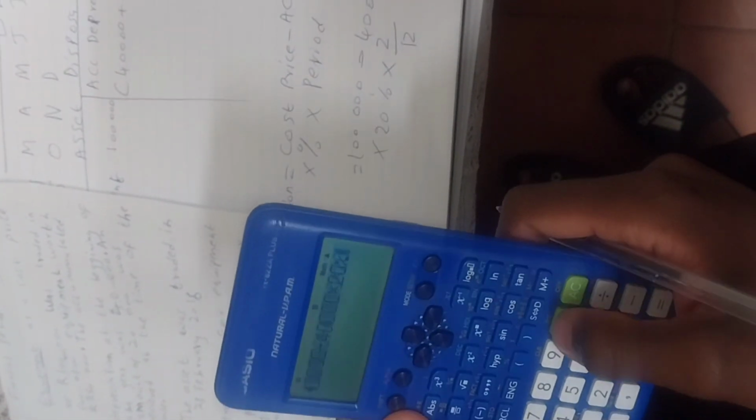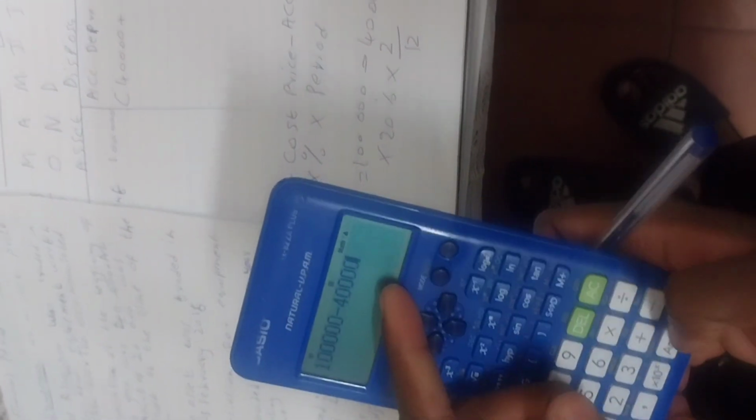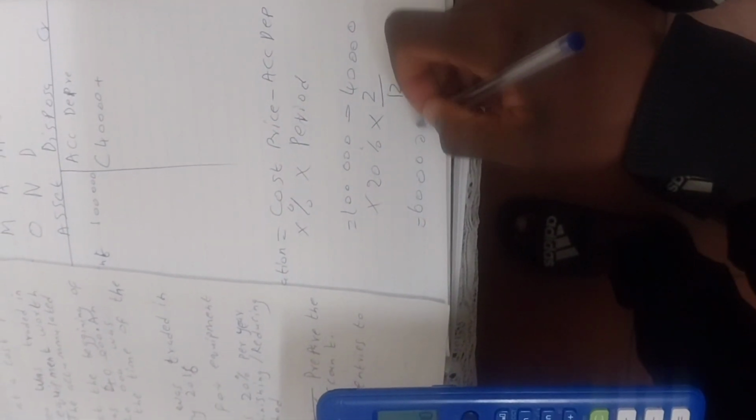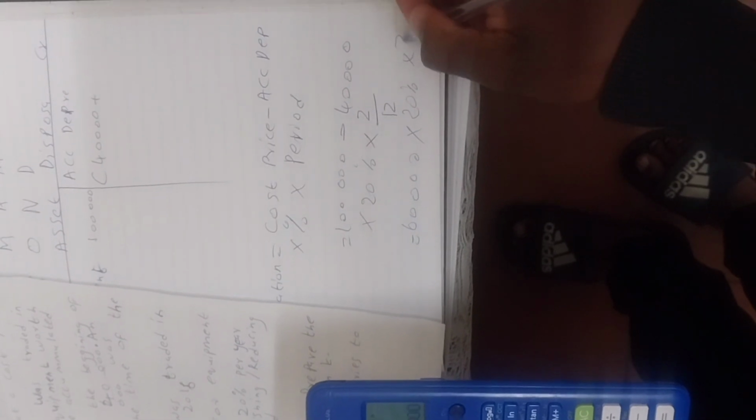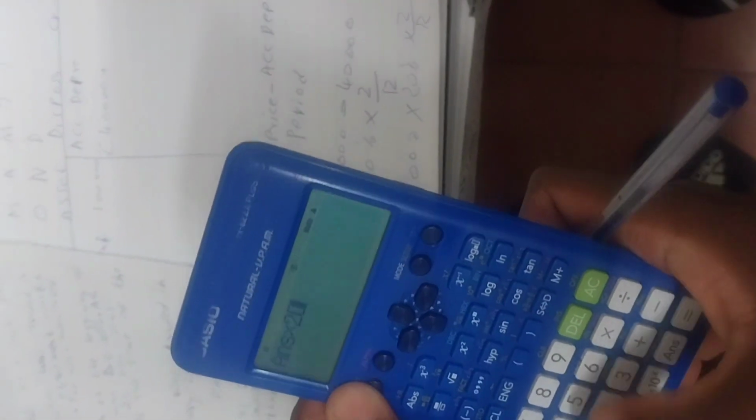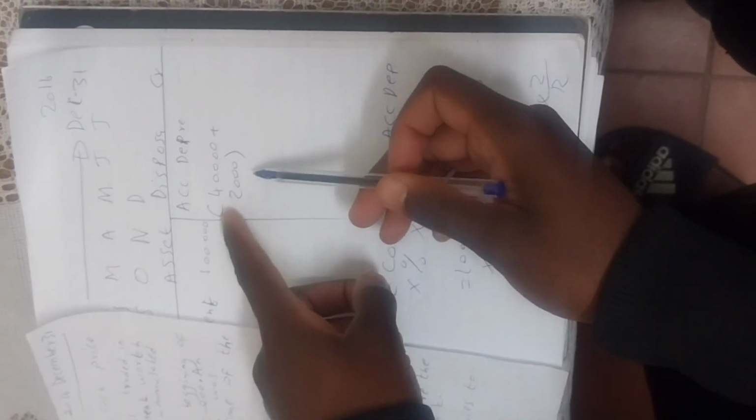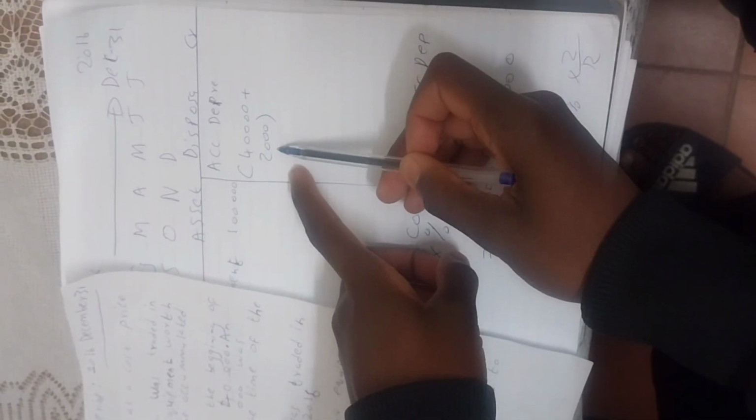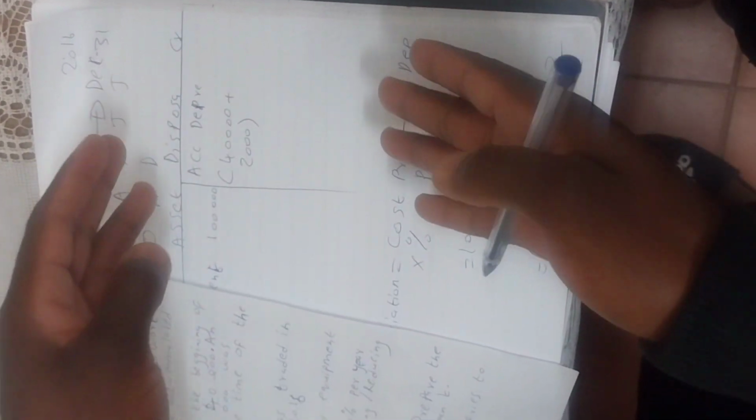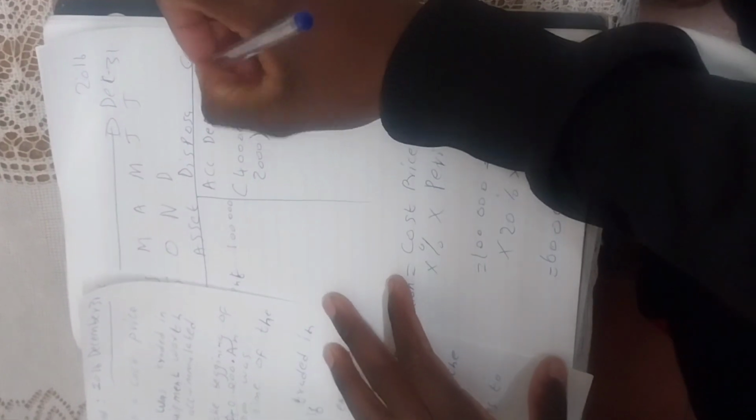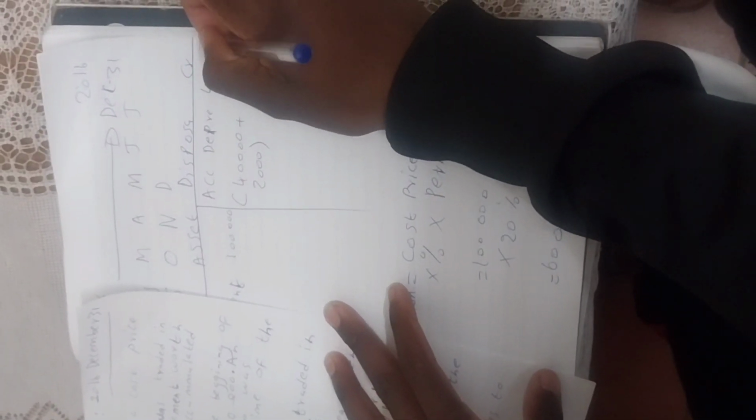If you say, after subtracting 40,000, equal sign, you're going to get 60,000. This 60,000 now, you multiply it by 20%, and you multiply it by 2 out of 12. We're going to get the depreciation as 2,000. So the addition of the accumulated depreciation at the beginning plus the depreciation gives you the full accumulated depreciation at the date where the asset was sold. So we're going to find it as 42,000.